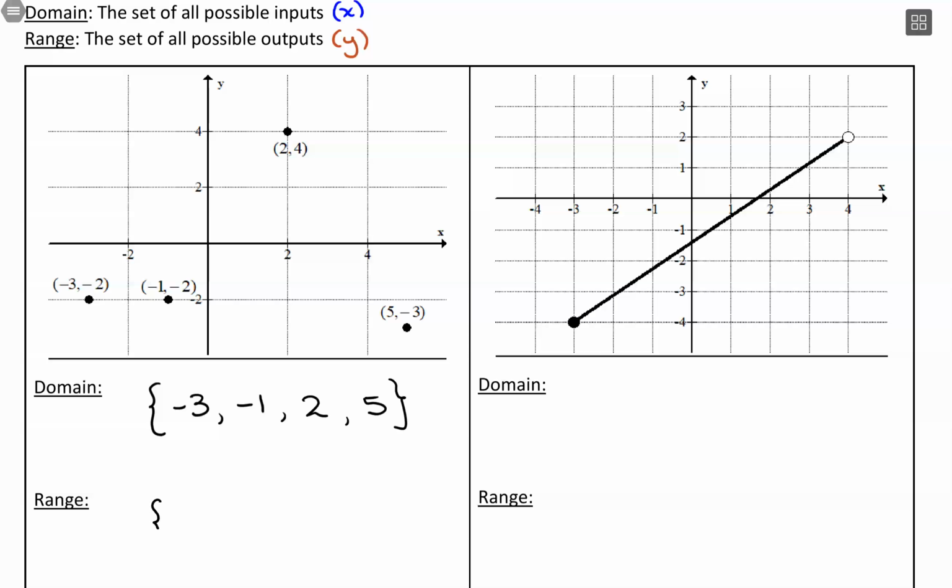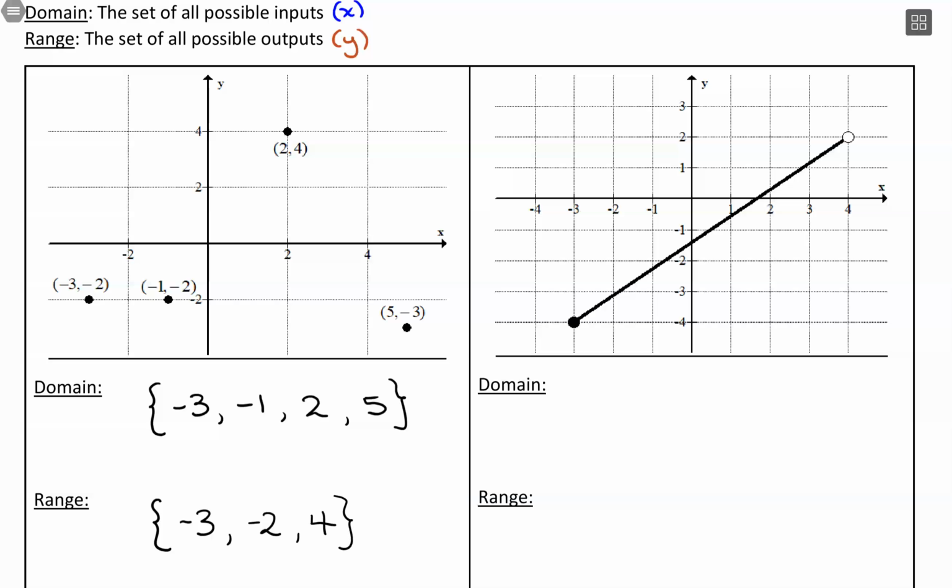For range, we'll do the same thing. We have -3, -2, and we'll just write that once. We don't need to repeat the values, so even though -2 shows up twice, we're just going to write it as part of the range once, and then 4.